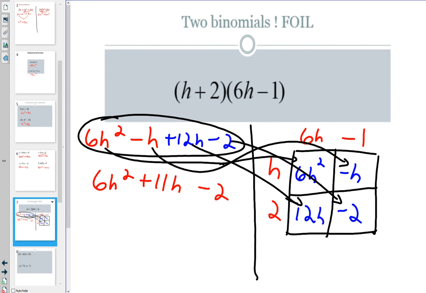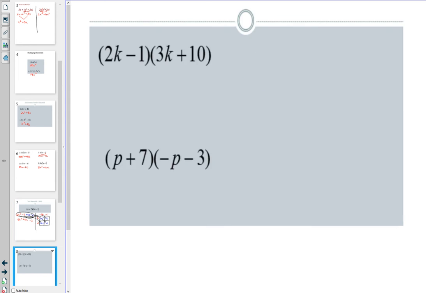You like the box, Elsie? Cool. The box likes you too. Now you guys do these two. Or else you have to answer to Hope. Oh gosh. We don't want that.